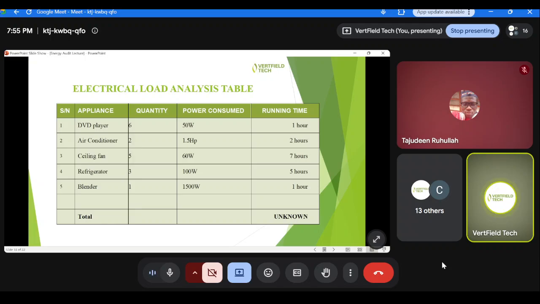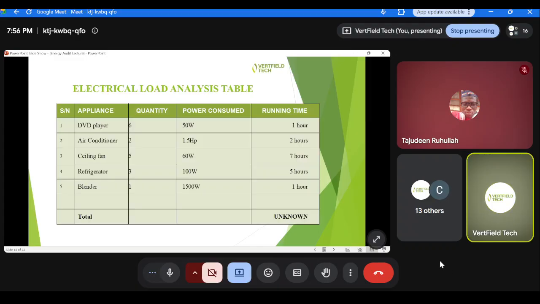So now, how do we run a load audit to get the total energy consumption? It is very simple. We are going to apply the formula: energy consumed is equal to quantity of appliance multiplied by the power consumed multiplied by the running time. That is what we are expected to do. By so doing, we will get the energy consumed by each of these 5 appliances and then sum it up, that is to say, add everything up to give us the total energy consumption.